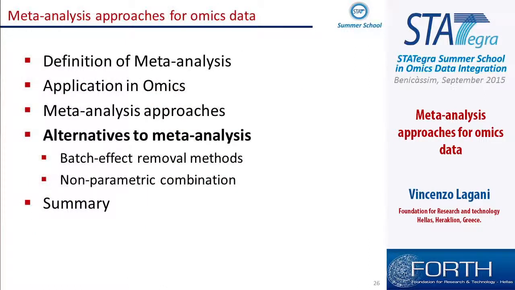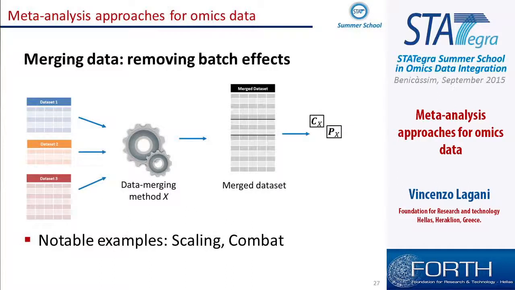Okay, so alternatives to meta-analysis. Here I will be pretty fast regarding how to use these alternatives. Essentially, this was actually the question you asked first: why not take the different datasets, merge them, and then calculate the statistic here? We already answered this question. The problem is that it's not always possible.